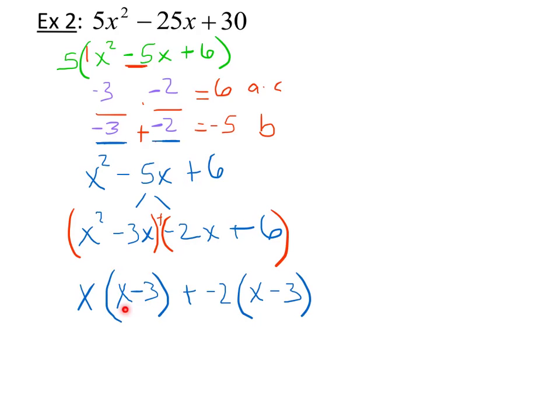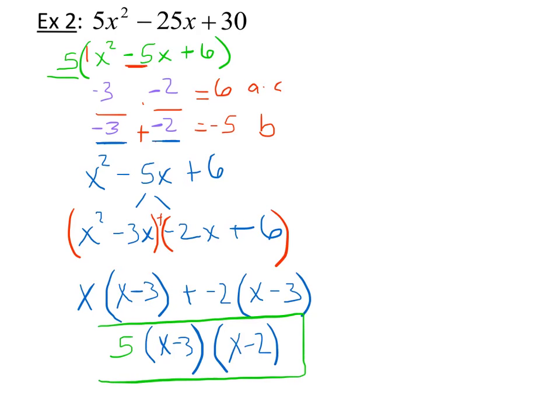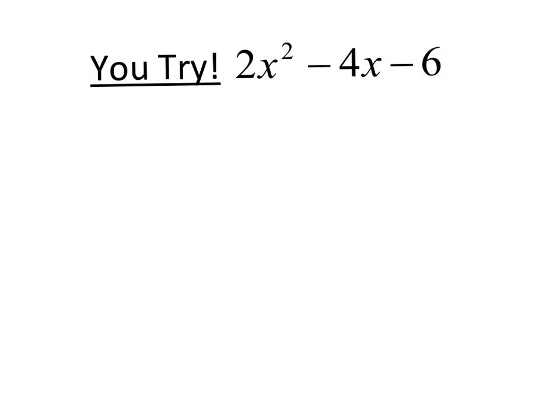I go and do my double check. What's inside is the same, so I know that my first factor is x minus 3. The second factor is what's left on the outside, x minus 2. And just like I did in the last example, our GCF gets written in front to make this completely factored. And there's our answer. So now we're going to move on and give you a U-try.